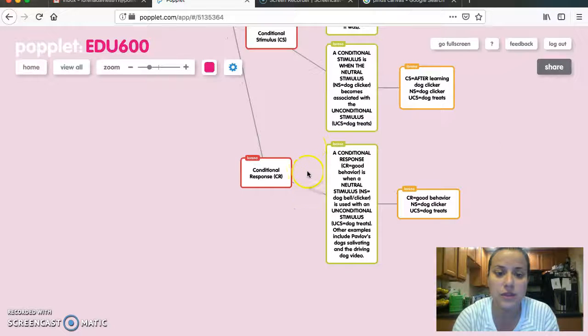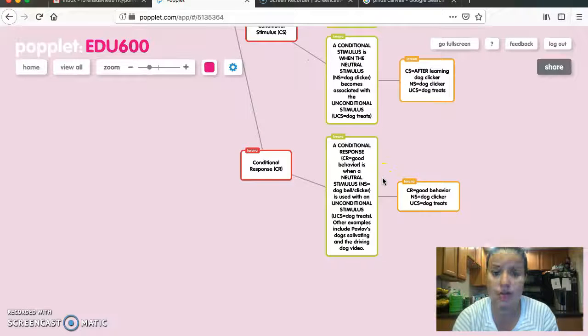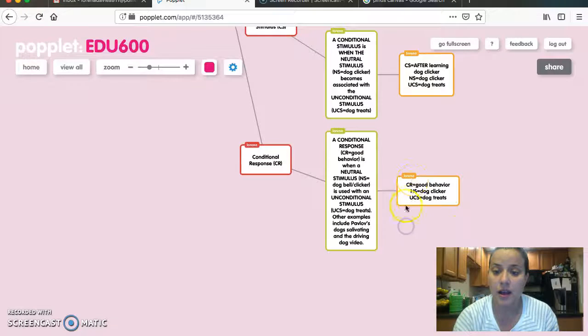So we'll continue on. So the conditional response is when a neutral stimulus is used with an unconditional stimulus. So I'll kind of say it again. A conditional response, which is the good behavior that I want my dog to present, is when a neutral stimulus, the clicker, is used with an unconditional stimulus, which are the dog treats. Other examples include Pavlov's dog salivating and the driving dog video. And over here I have my examples again.